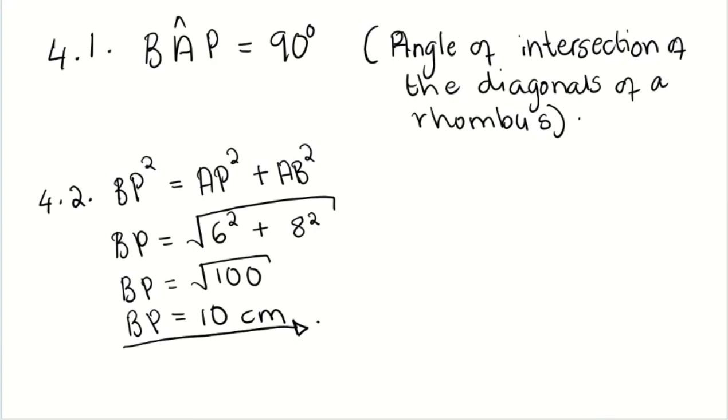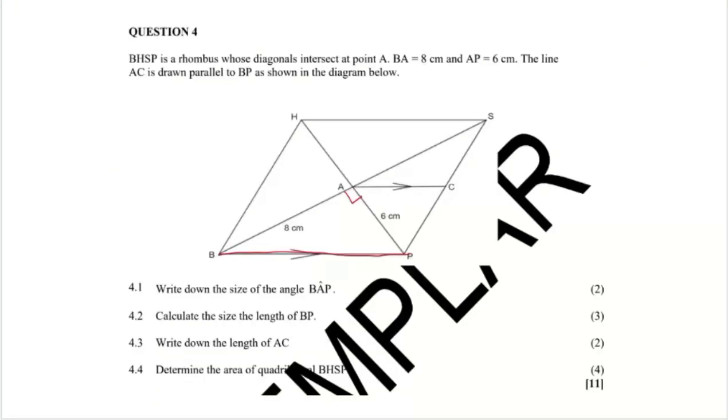And I want you to check something. It was 4.1 that helped you to find 4.2. If you had not found 4.1, you are not going to be able to do 4.2. And how did you find 4.1? You found 4.1 because you know the properties of the rhombus. Again, I'm trying to emphasize the point that you need to know the properties of your quadrilaterals in order for you to solve analytical geometry questions. Okay? All right. Now let's move on to the next question.